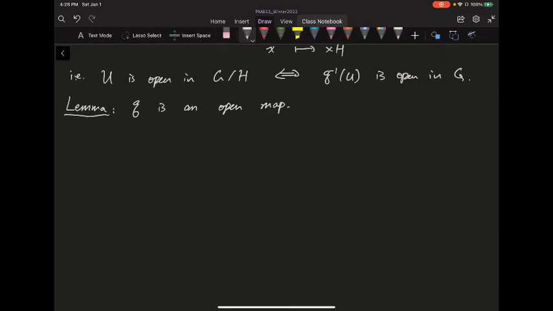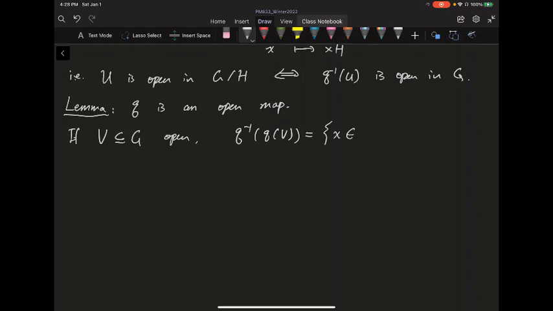The first lemma I want to talk about is that this Q is always an open map. In other words, it maps open sets to open sets, and that's really simple to see. Here's a quick proof. Suppose V contained inside G is open, and you want to know whether Q of V, its image, is open. So you consider the pre-image of Q of V. That is essentially all the x in G where there exists some v in V so that the image under Q, x H, equals vH.